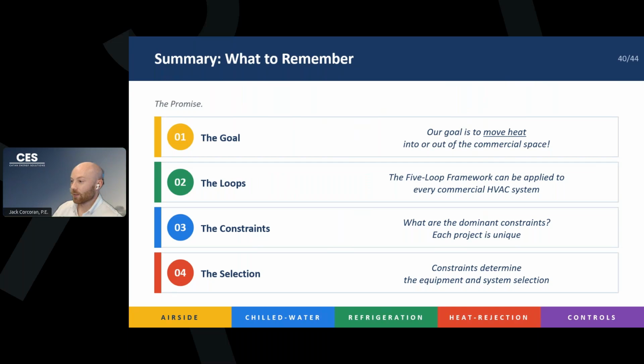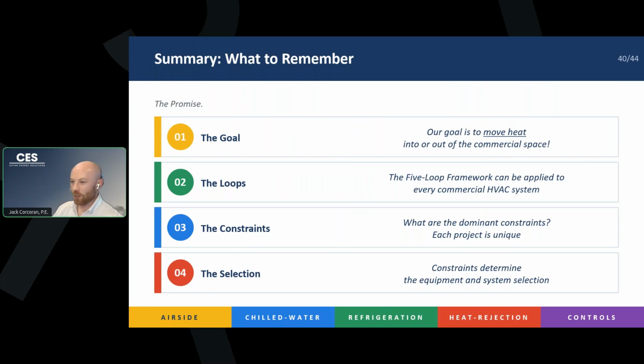The second promise was that you'll know what the 5 loops are. All right, we went over each of those 5. They're listed at the bottom of the screen here. Your air side, your chilled water, refrigeration, heat rejection, and your controls loops are all powerful ways to move heat, right? There, you reach into your tool chest, and every one of those pieces of equipment is going to utilize 1, 2, or a combination of these system loops.